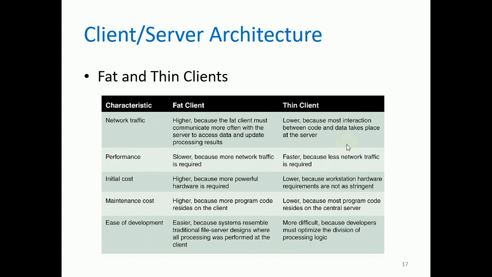And then for the performance, for fat, it is lower because more network traffic is required. And then for the thin client, it is faster because less network traffic is required. For the initial cost, for fat client, it is higher because more powerful hardware is required. Because as I've said, the processing of data is done in the actual client. So the initial cost is higher. And then for thin client, it is lower because workstation hardware requirements are not as stringent. And then next we have maintenance cost. It is also higher for the fat client because more program code resides on the client. And then for thin client, it is lower because most program code resides on the central server.